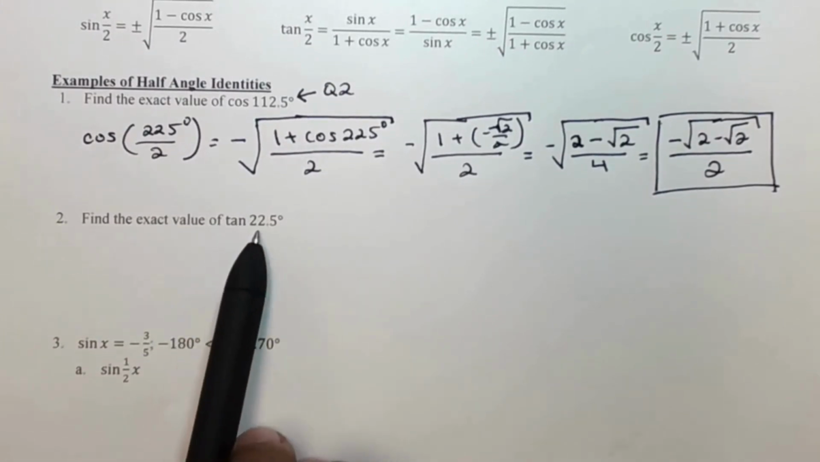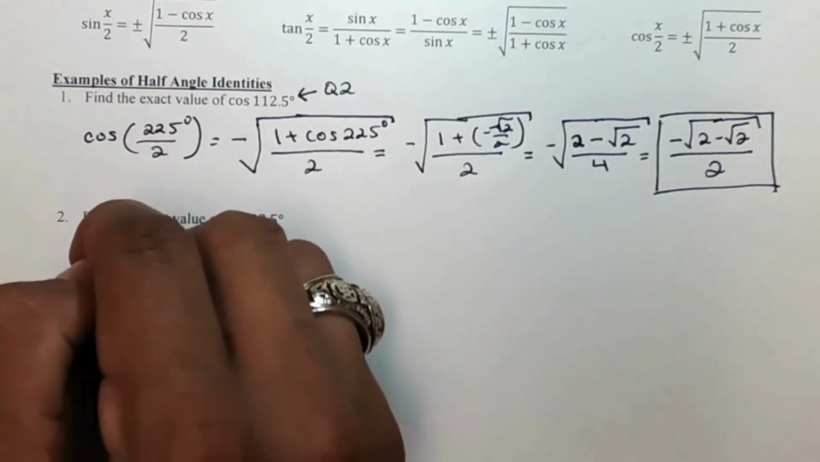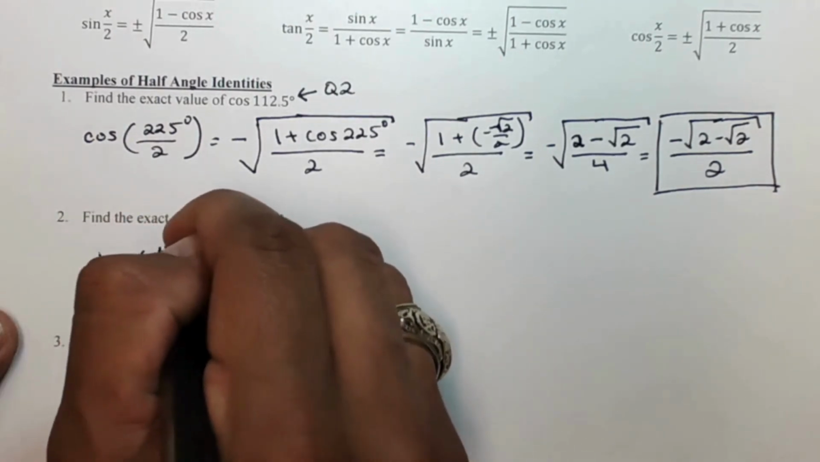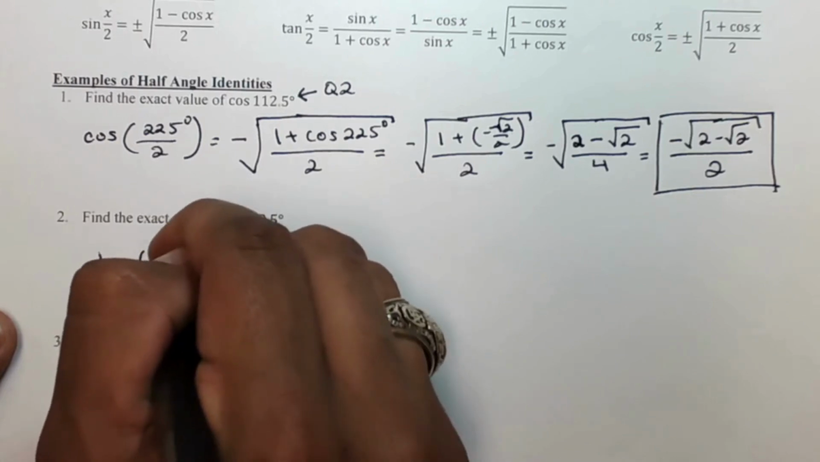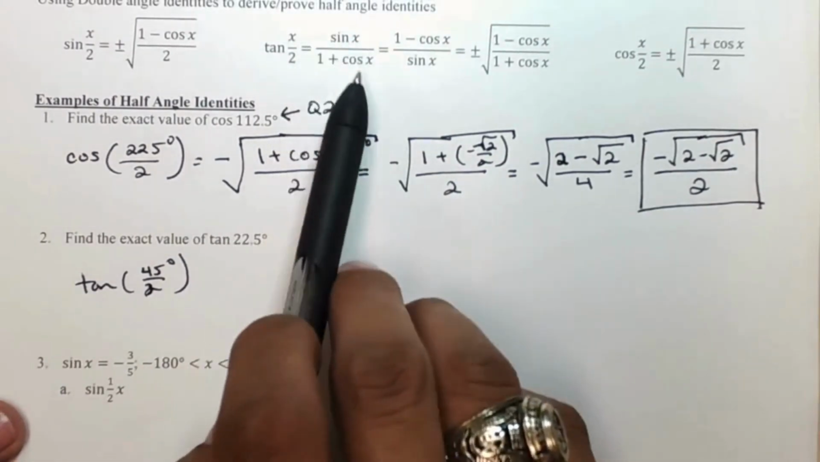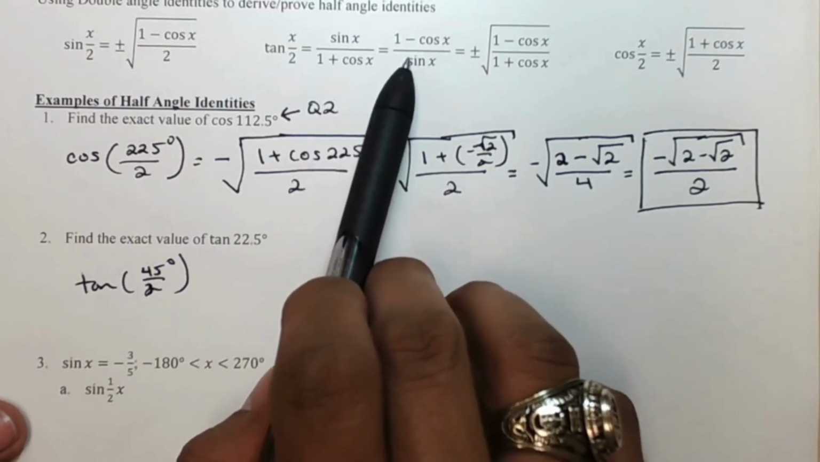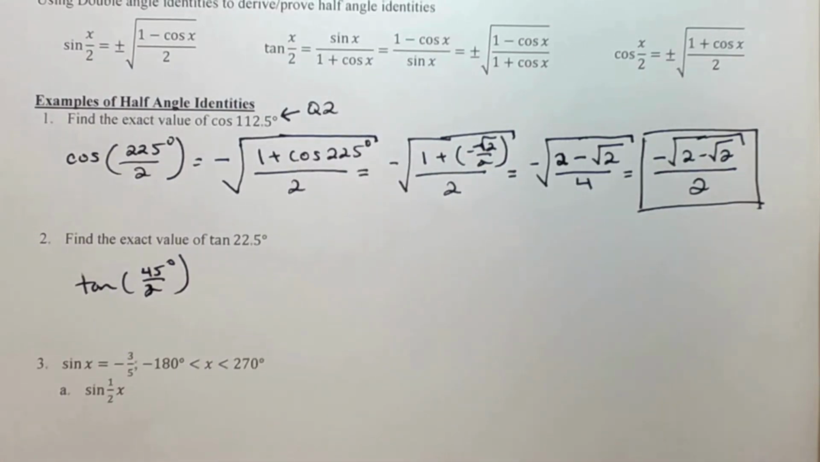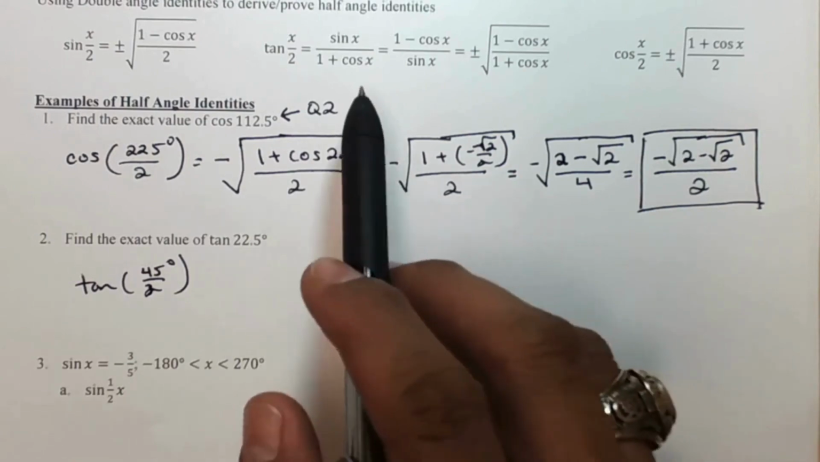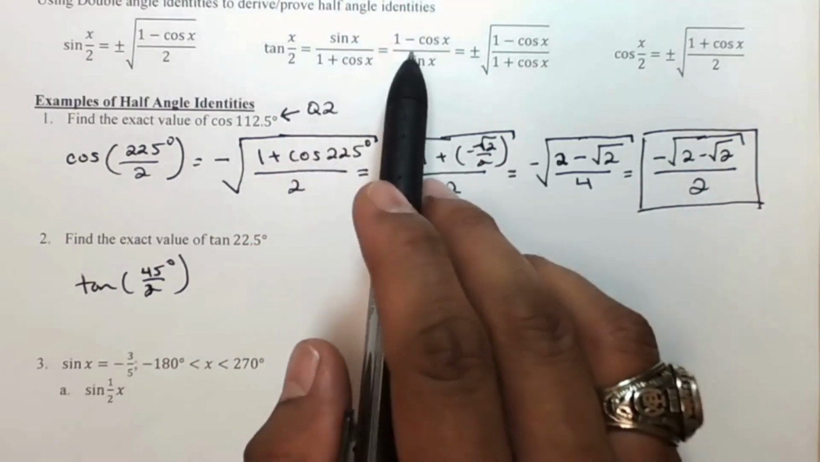What about tangent of 22.5? Well, what angle on our unit circle would I have to get 22.5? Well, that would be 45. So you get to choose which formula you want to use. We can do sine over 1 plus cosine x. We can do 1 minus cosine x over sine of x. Either one works. The thing is that if I do sine and cosine of 45 degrees, I'm going to get root 2 over 2. So instead of having 1 plus root 2 over 2 and cause myself more work, I'm going to use this formula.